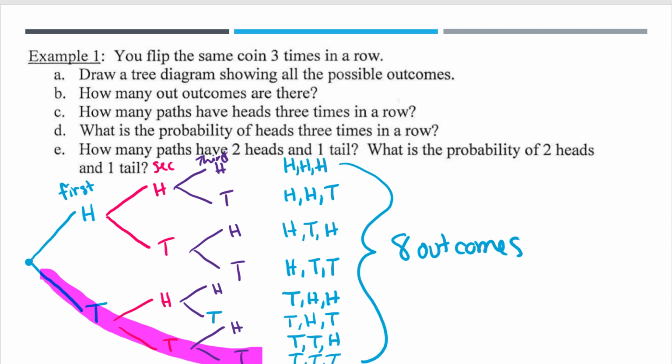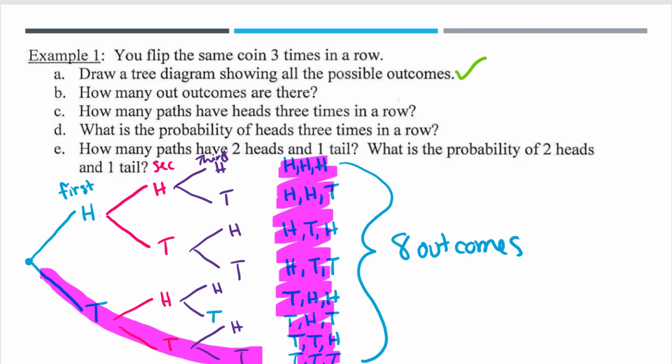Now remember, these are also independent events because what we flip the first time will have absolutely no impact on what we flip the second or third time. So A says draw a tree diagram showing all possible outcomes. So again, our possible outcomes are these, all the different combinations. How many outcomes are there? So there's a total of 8 outcomes.